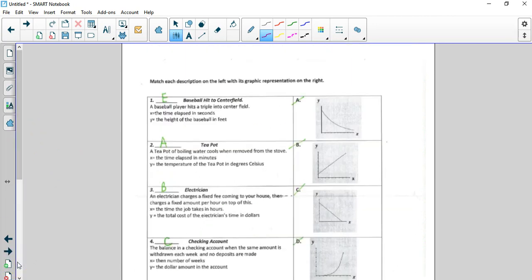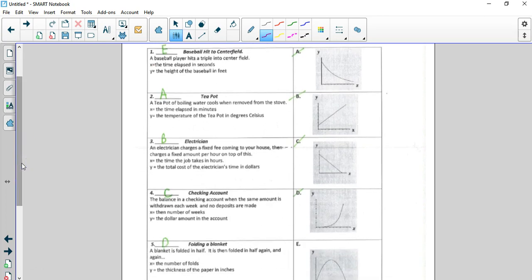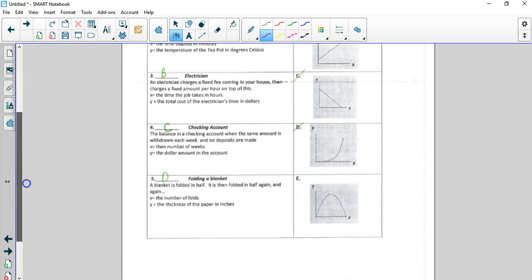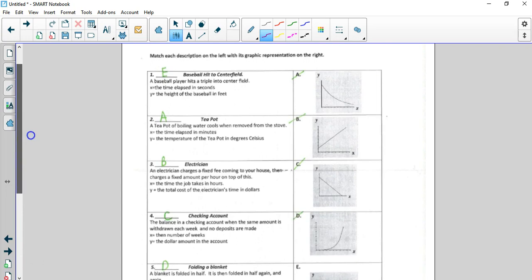Okay, for this one, you're basically matching what's going on. So before we look at the problems, let's look at these. A is exponential decay. So A and D are both exponentials. If you look at A, it's going down over time, so that's decay. D is going up over time, that's growth. B is a linear function that's got a positive slope. C is a linear function with a negative slope. And E is a negative parabola.